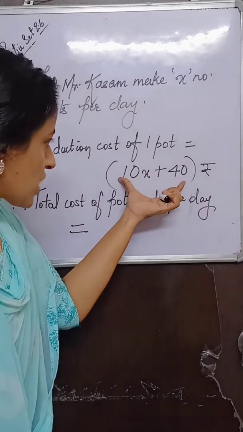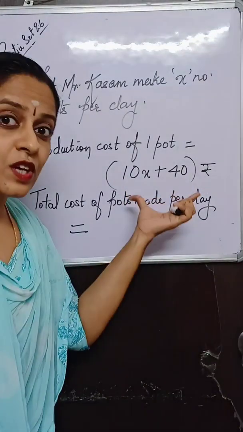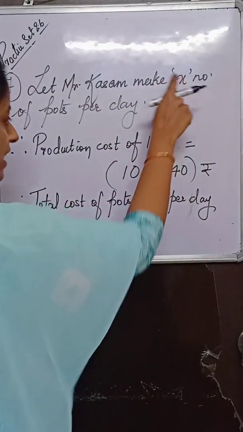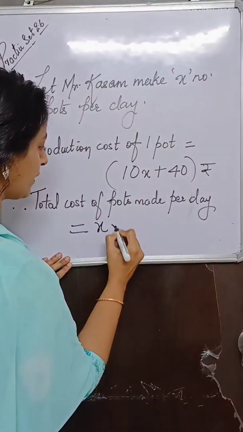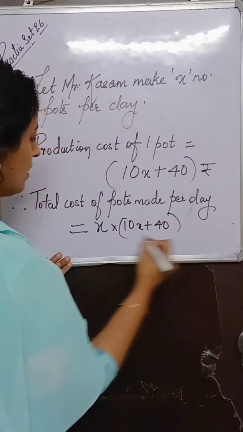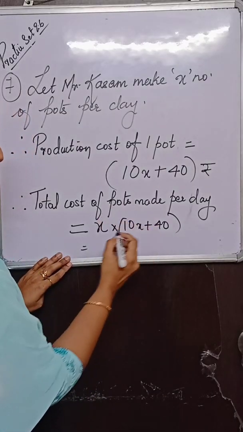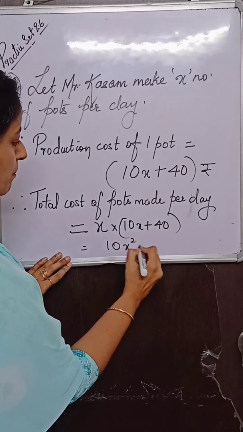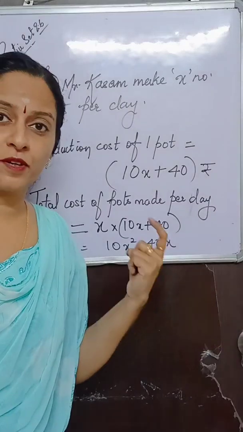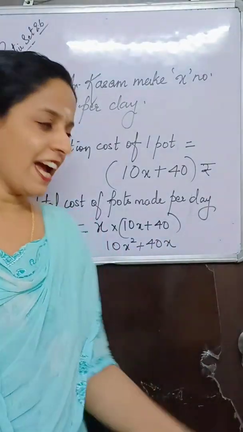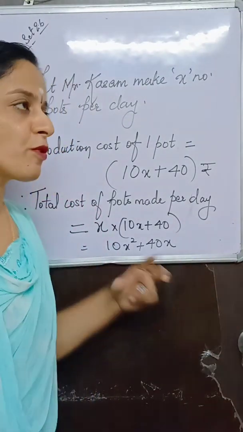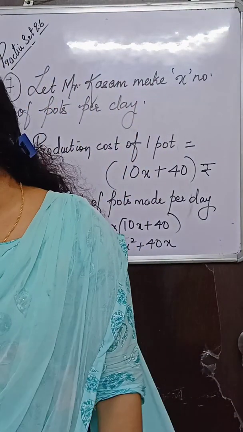One pot's cost is this much. What is the total cost? How many pots is he making in one day? X. So X into 10x plus 40, which is equal to, open the bracket, 10x square plus 40x. This is the total cost of the pots made in one day. And this money is given as 600. So after this step you will write according to the given condition.